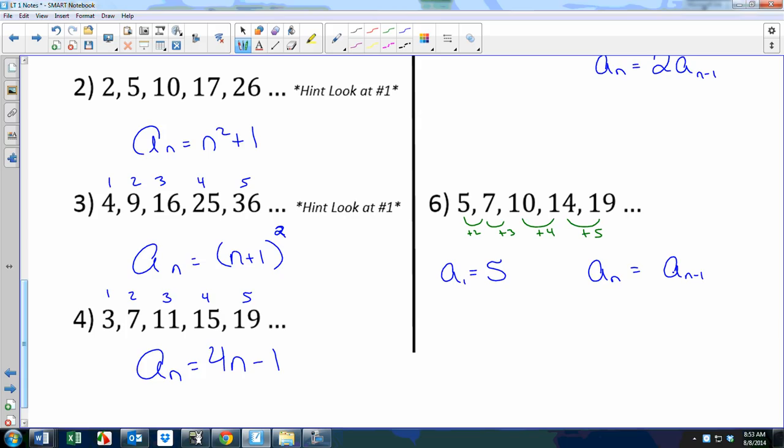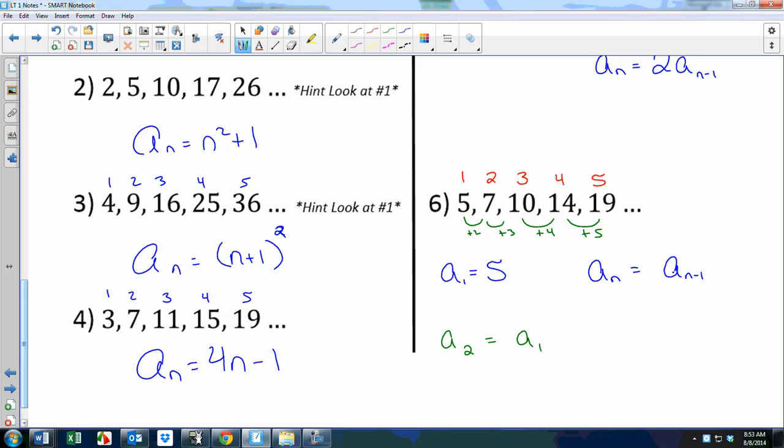Well, what else changes by 1 every time? Right, the term, the n. The n. So I'm going to throw n's up on top. 1, 2, 3, 4, 5. And then I'm going to take one example of a previous term and see how it kind of plays out. So that would be a sub 2 equaling a sub 1. I'm just going to look at a sub 2, the second term, 7.